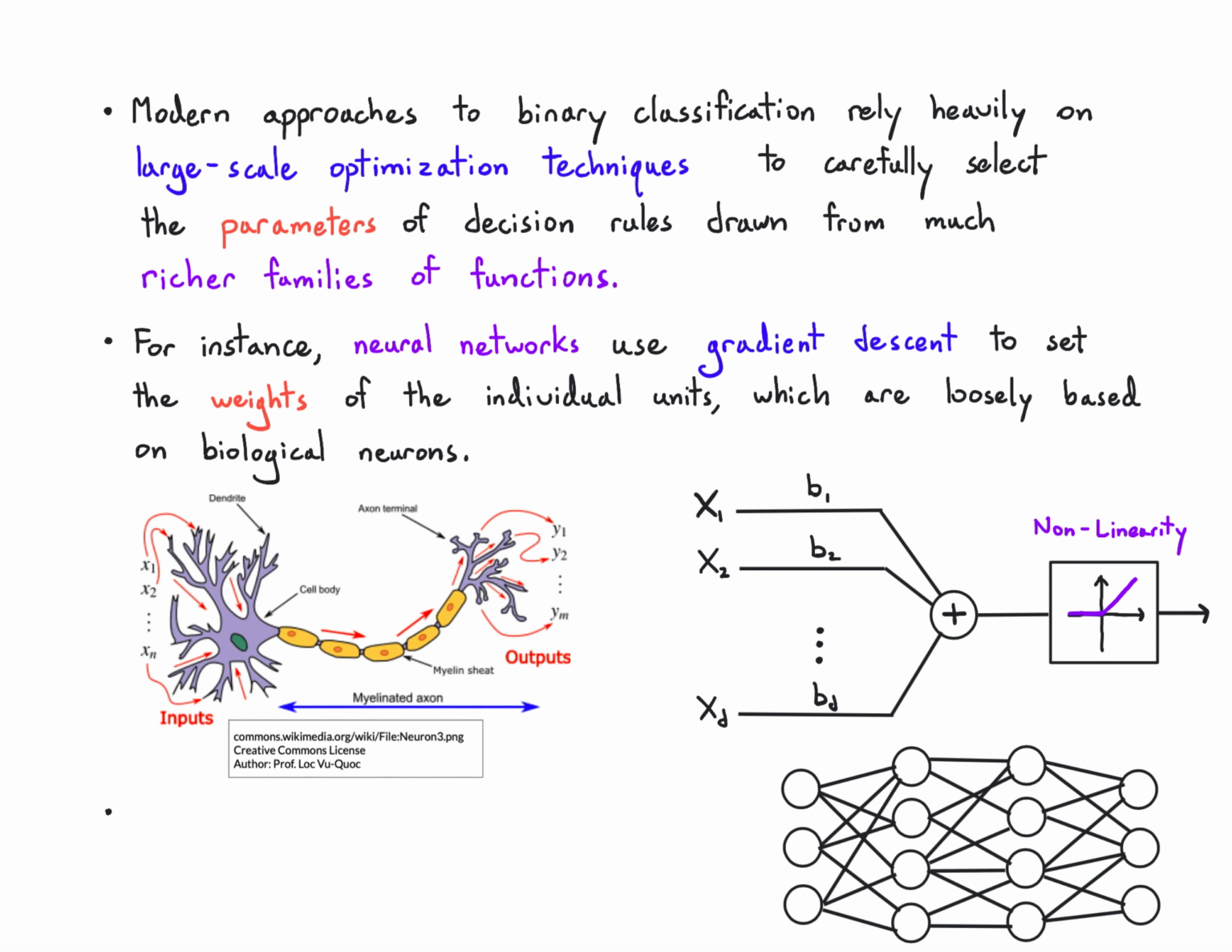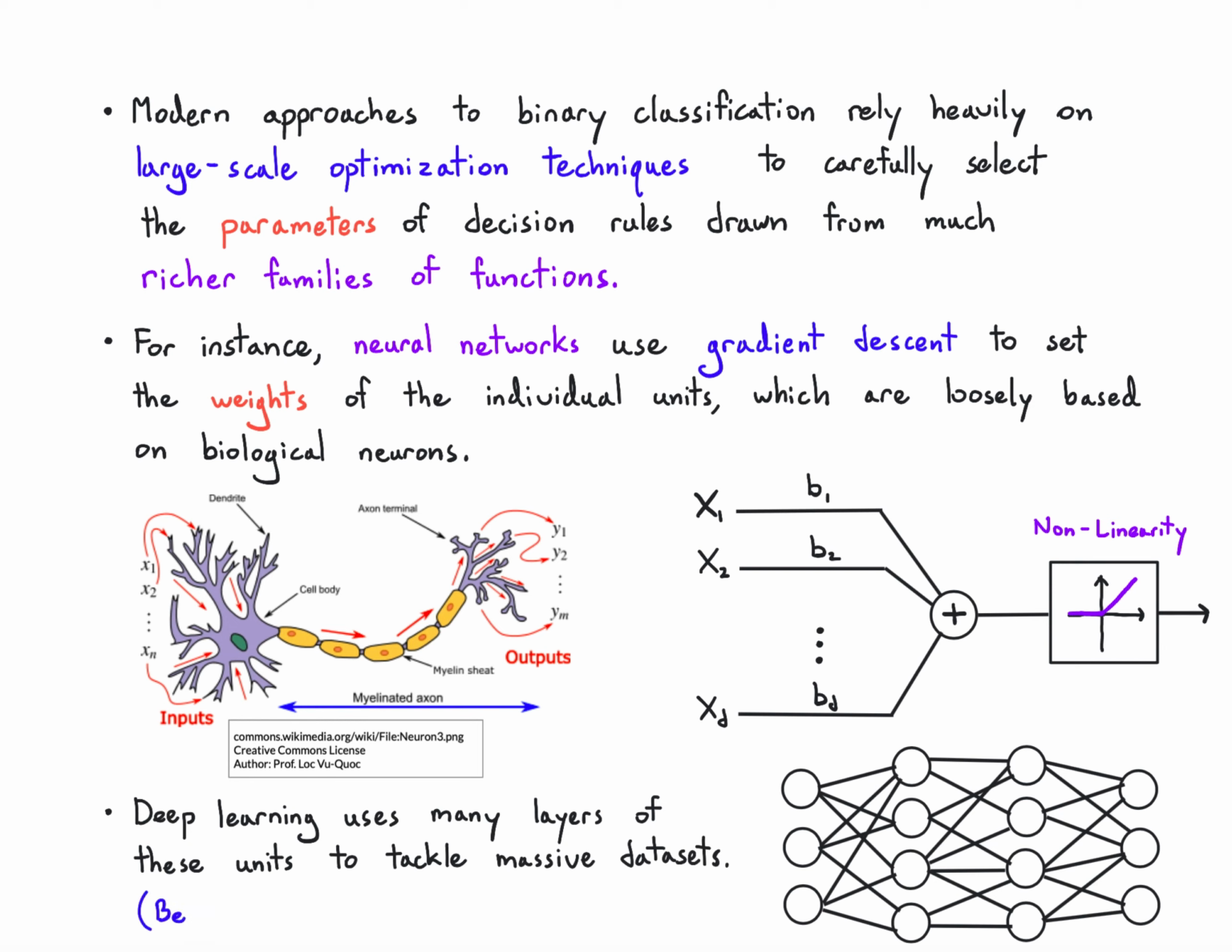One thing you might have heard of is deep learning. The idea there is to use many, many layers of these units to tackle massive data sets, and again, use large-scale optimization techniques to set the weights. This is beyond our scope. Here I've just drawn 4 layers: my input layer and my output layer, that's 2, and then 2 hidden layers in the middle. But these would have to be much wider and much deeper to get to the scale that I'm talking about in modern use.